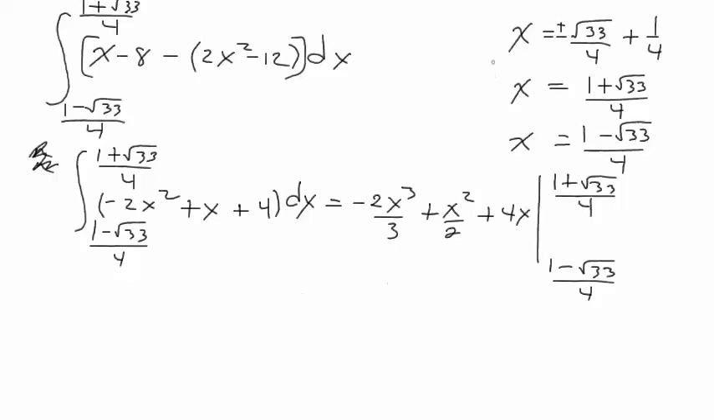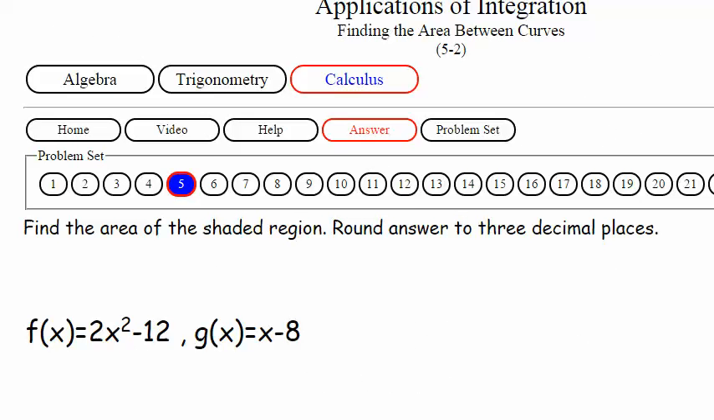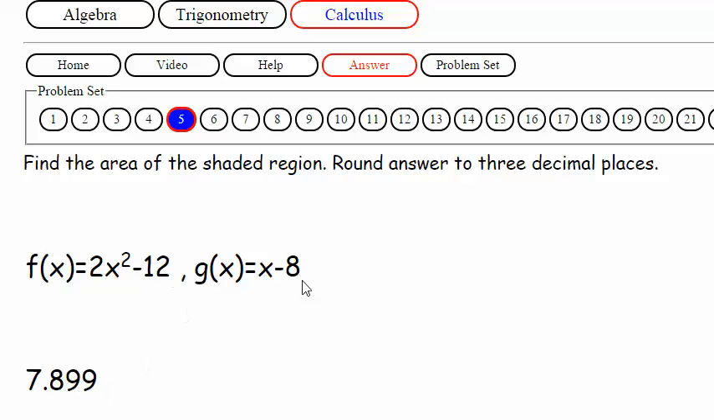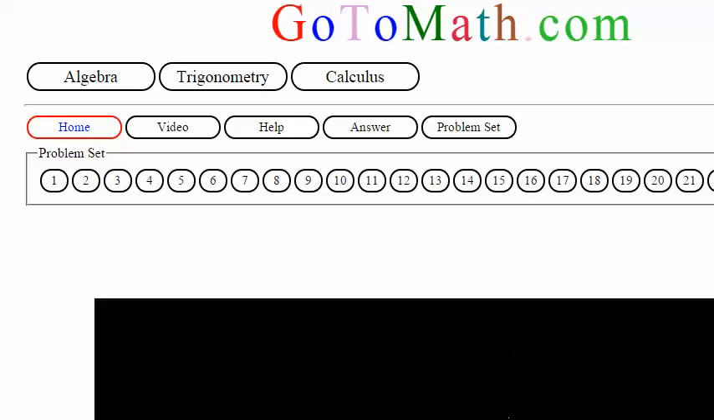I'll let you plug those numbers in. I actually paused at the pause, and I ended up getting 7.8987773. The reason I'm showing that is so your numbers should be about the same. I want you to round to 3 decimal places, so that's going to be 7.899, I think. Okay, let's see what we got here. 7.899, yeah, that's it. Alright, so come on by, practice that, some good practice. See you later.